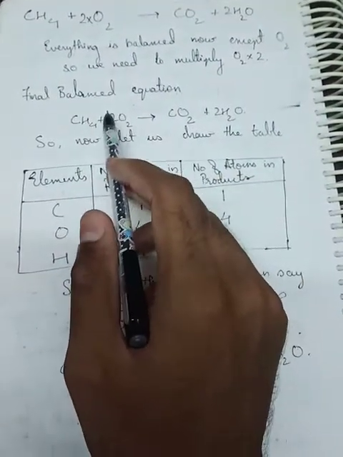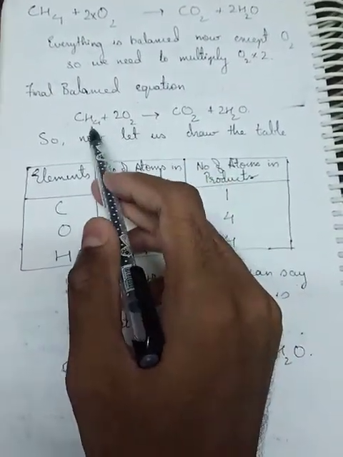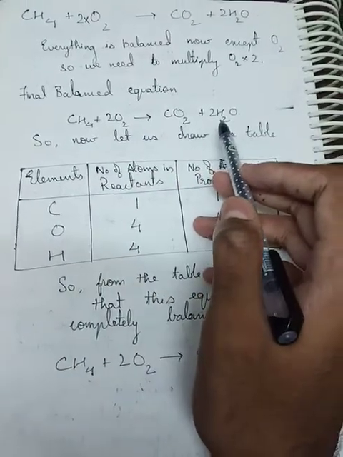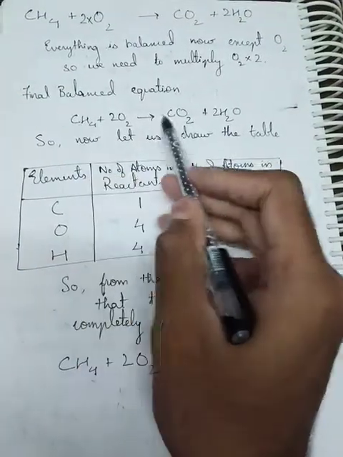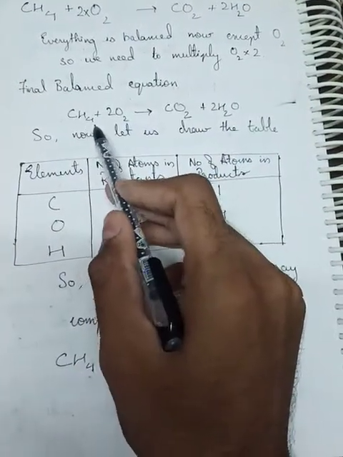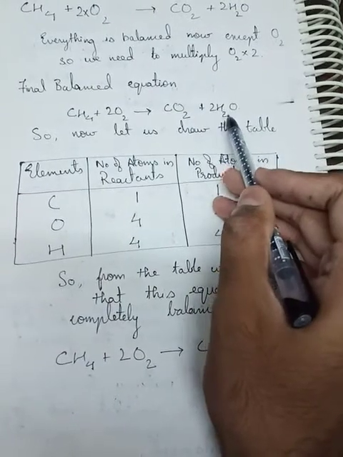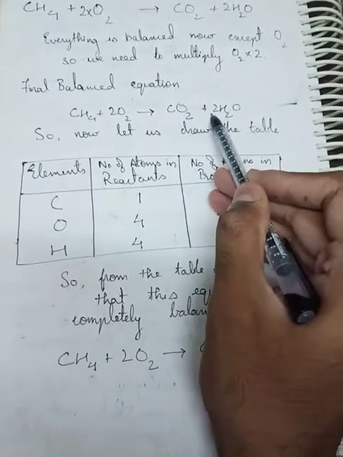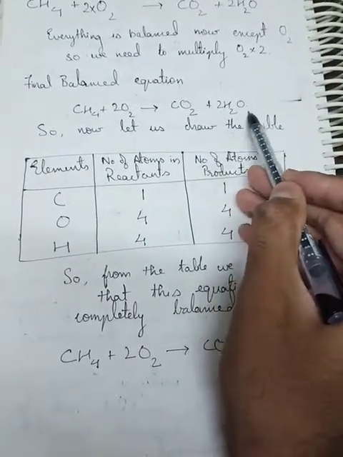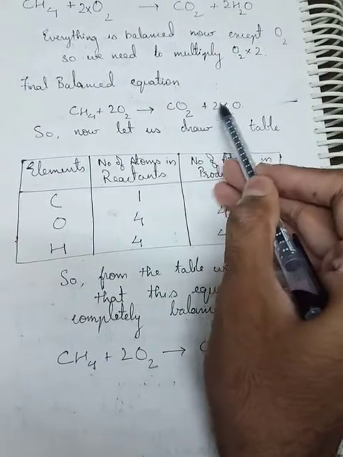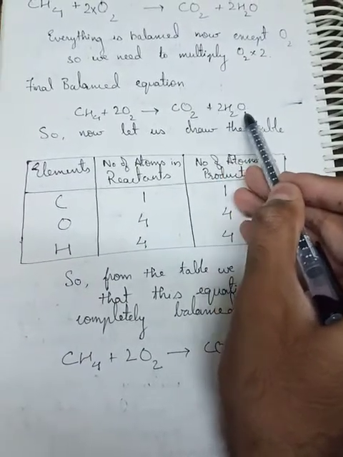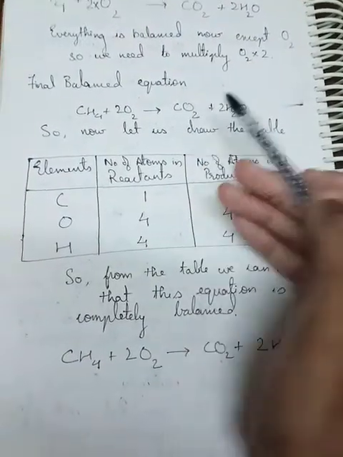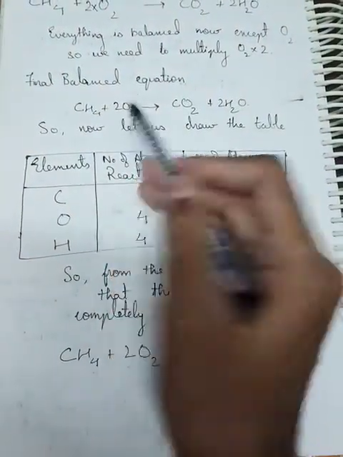So again, the final balanced equation is CH4 plus 2O2 gives rise to CO2 plus 2H2O. 1 carbon, 1 carbon. 4 hydrogens, 2 into 2, 4 hydrogens. 2 into 2, 4 oxygens, 2 oxygens of O2, and 2H2O is for the whole thing. 2 into 2, 4 hydrogens, and here nothing is there, so it is 1. So 2 oxygens, 2 oxygens, 4 oxygens. Here also 2 into 2, 4 oxygens.